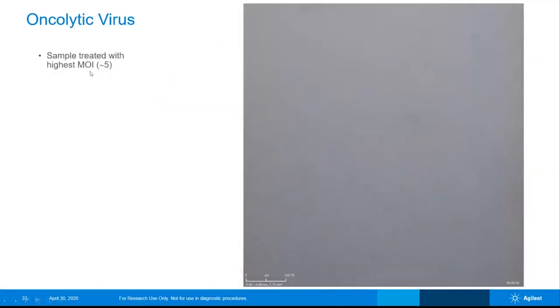Again, using the sample that was infected with the highest concentration of virus. It's worth pointing out here that we began collecting images immediately after the cells were seeded in the plate. And so because of this, over the first few frames, you'll see that the cells are quite rounded as they haven't attached and spread out on the plate bottom yet.